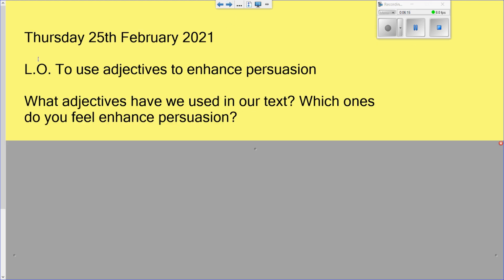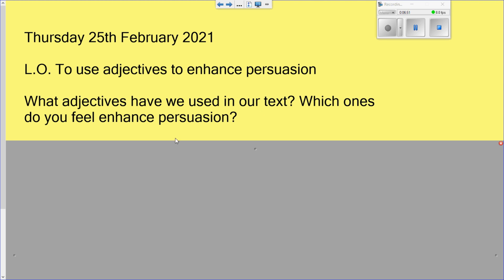Okay, right, so our learning objective today is to use adjectives to enhance persuasion. We all know what adjectives are. Hopefully you've told your adult at home or whoever you're with, an adjective is, that's right, a describing word. Well done. We can use it in our persuasive writing to make people really interested, because if I'm telling someone, oh, it's amazing, it's incredible, it's fantastic, those adjectives are going to persuade people to want to do it.